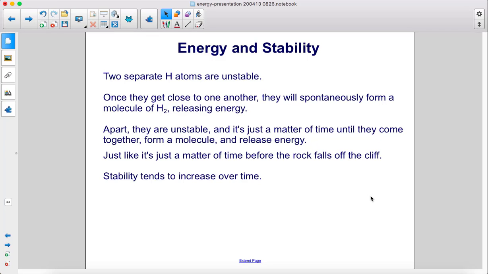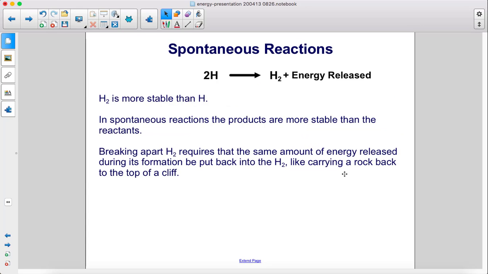Apart, they are unstable, and it's just a matter of time until they come together, form a molecule, and release energy. Just like it's just a matter of time before the rock falls off the cliff. Stability tends to increase over time. H2 is more stable than H. In spontaneous reactions, the products are more stable than the reactants.